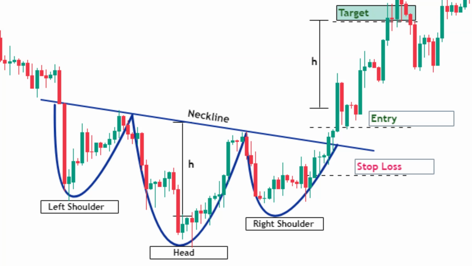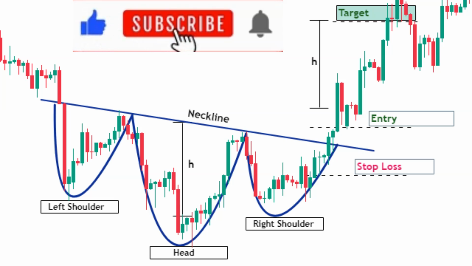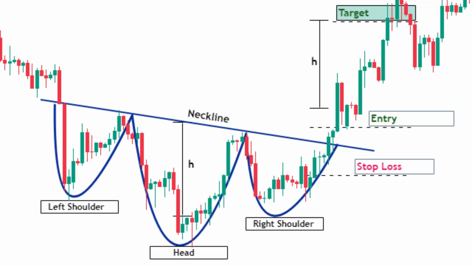Now let's move to the most exciting part, how to find the target price. The measurement is very simple. First, measure the vertical distance between the head and the neckline. This gives us the pattern height. Then take that same distance and project it upward from the point where the price breaks the neckline. This vertical measurement gives us the minimum expected target price. Once the price reaches this level, we can lock in our profit.